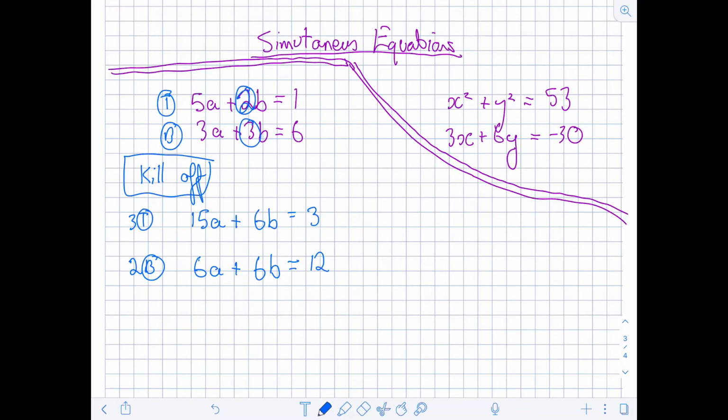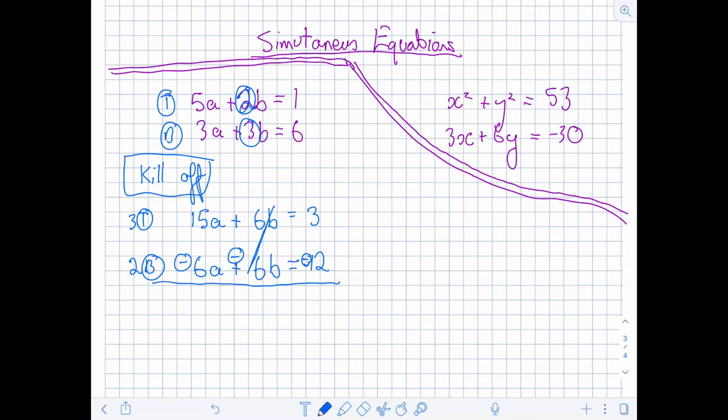That seems okay. Next job, I spot that if I add this line onto this line, neither the a's nor the b's will get cancelled or killed off. However, I do know that if I take the bottom line away from the top line, so I'm now dealing with the ones in circles, the b's will kill each other off, because I have plus 6b here, and I have minus 6b here. So if I now take the top line away from the bottom line, it'll work out for me.